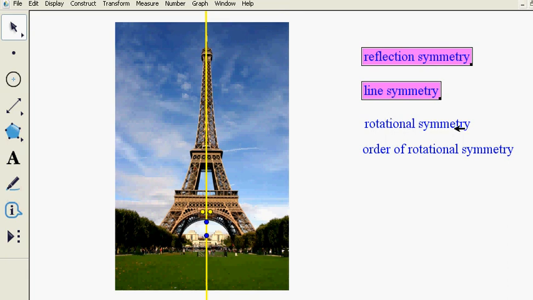We've also talked about rotational symmetry, spinning around a center point. How many times does it go around to have the exact same shape? And then that led to the order of rotational symmetry, the number of times that we get the original shape over and over again in one 360-degree rotation. So these are all the terms that we've talked about: reflection symmetry, line symmetry, rotational symmetry, and order of rotational symmetry.